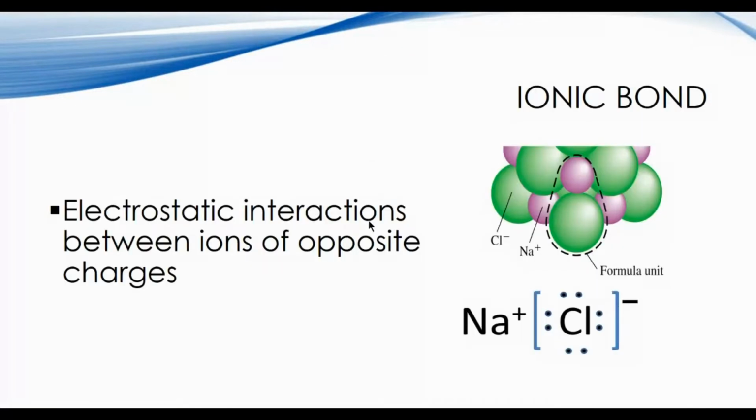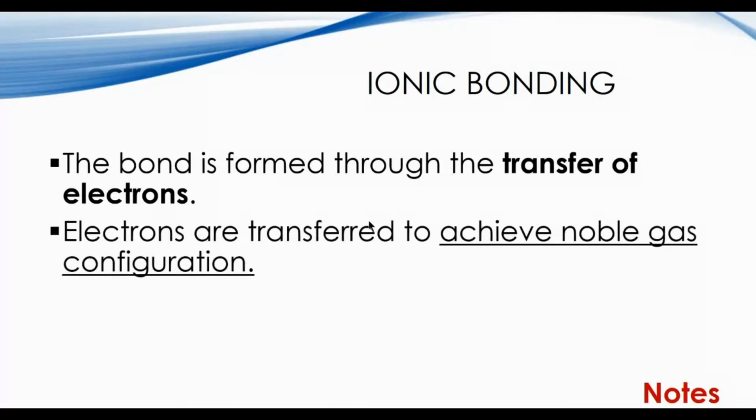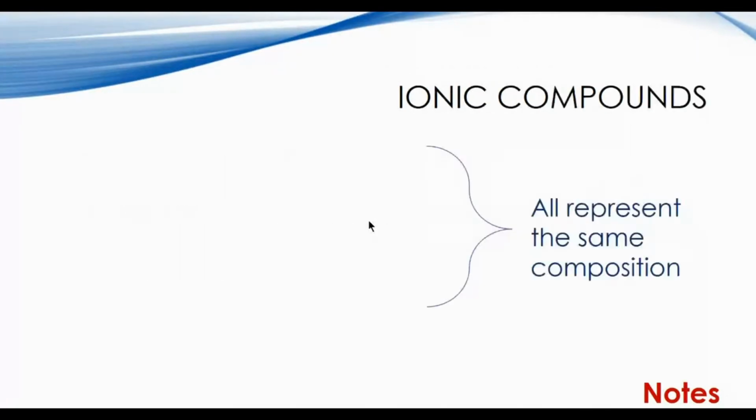Let's talk about ionic bonds. They are electrostatic interactions between ions of opposite charges. So we're talking about positively charged ions, aka cations, and negatively charged ions, which we know are called anions. Ionic bonding is formed basically through the transfer of electrons. Now, the electrons are transferred, like I just said, to achieve noble gas configuration, having a total of 8.